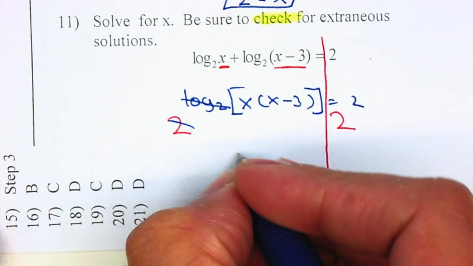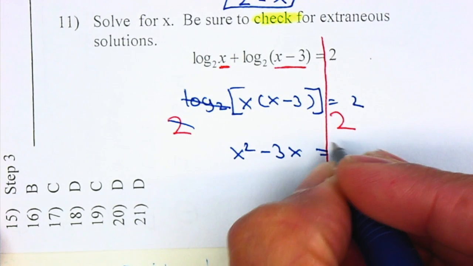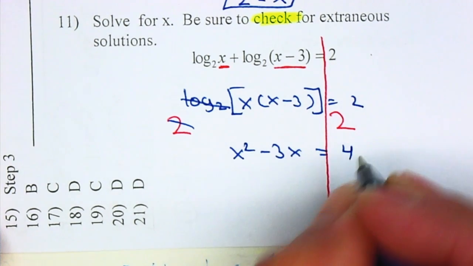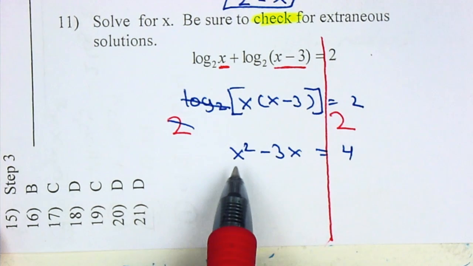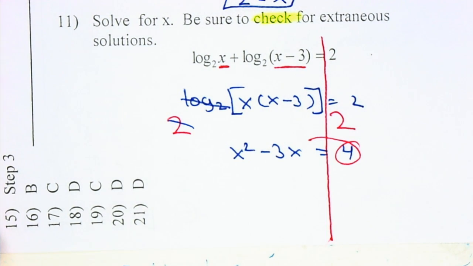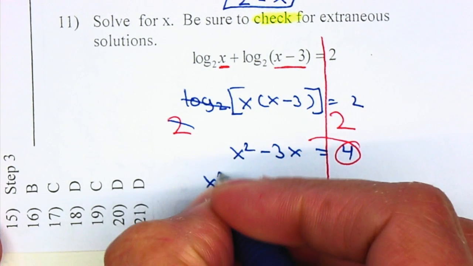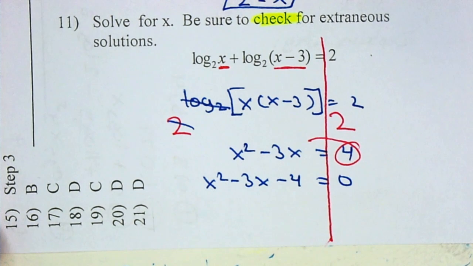I'm going to use my distributive property. It gives me x squared minus 3x is equal to 2 to the second, which is 2 times 2 is 4. Since I see a quadratic equation, I'm going to move everything to the left and make it equal to 0. That gives me x squared minus 3x minus 4 equal to 0.